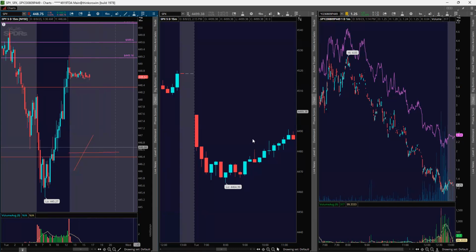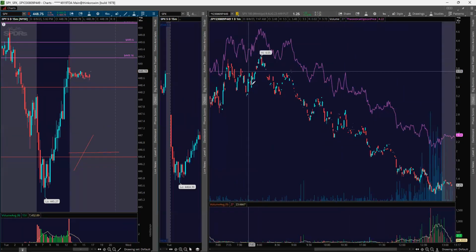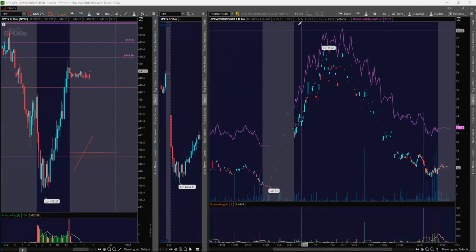Now, the issue with something like that, and I just have the 449 put for tomorrow and the 4,500 put up, for example, is that when we are looking at 449, right now you can see that it is currently valued at $1.25 versus the 4,500, which is 11.6. It is slightly more expensive than 10x, just like we would expect for both of these contracts, even though 449 would have ended here, right?